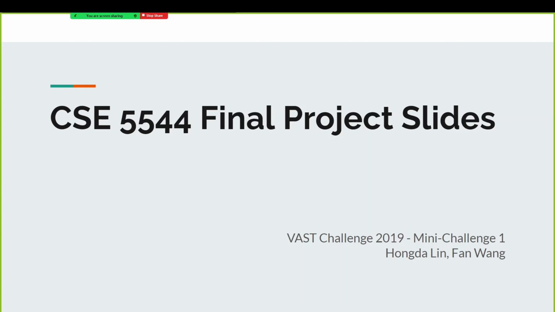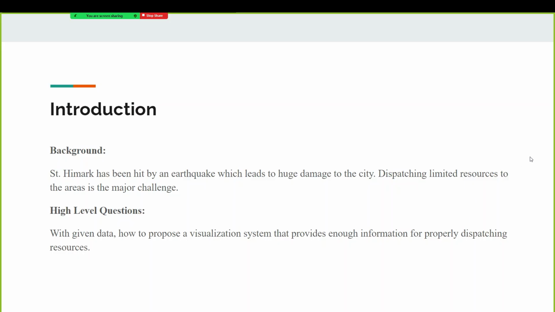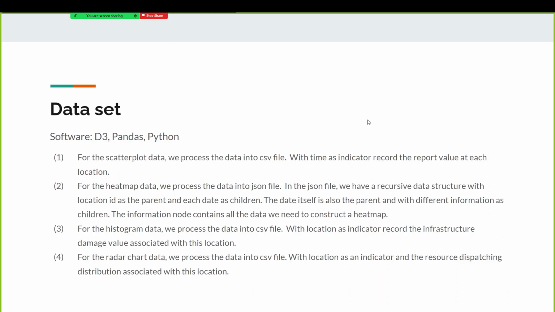Our topic is VAST Challenge 2019 with Mini Challenge 1. The background is that Hammer has been hit by an earthquake, which leads to huge damage to the city, and dispatching limited resources to this area is a major challenge. So the main question here is, with the given data, how to propose a visualization system that provides enough information for properly dispatching resources. Next slide, please.